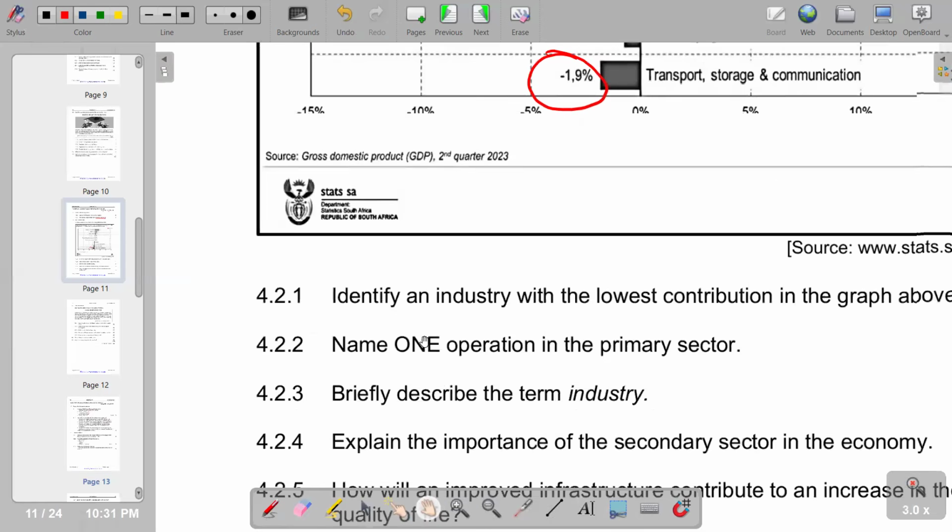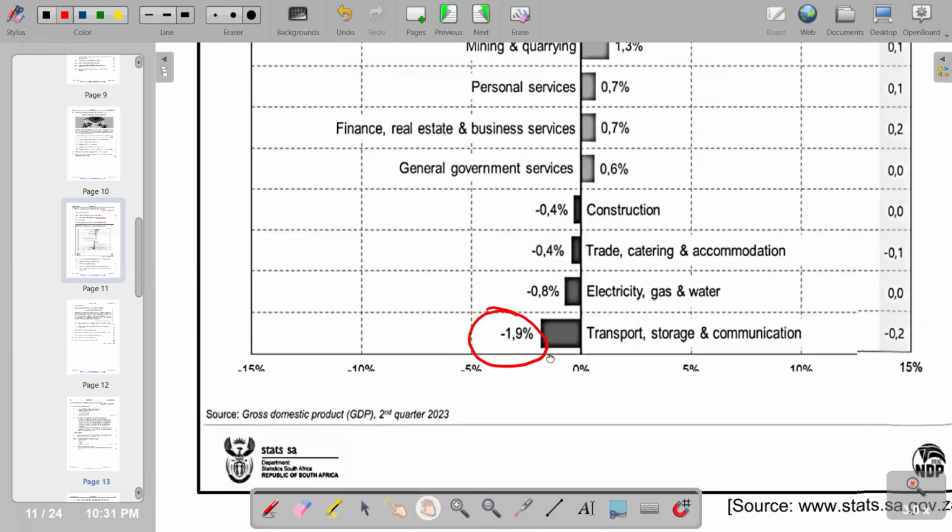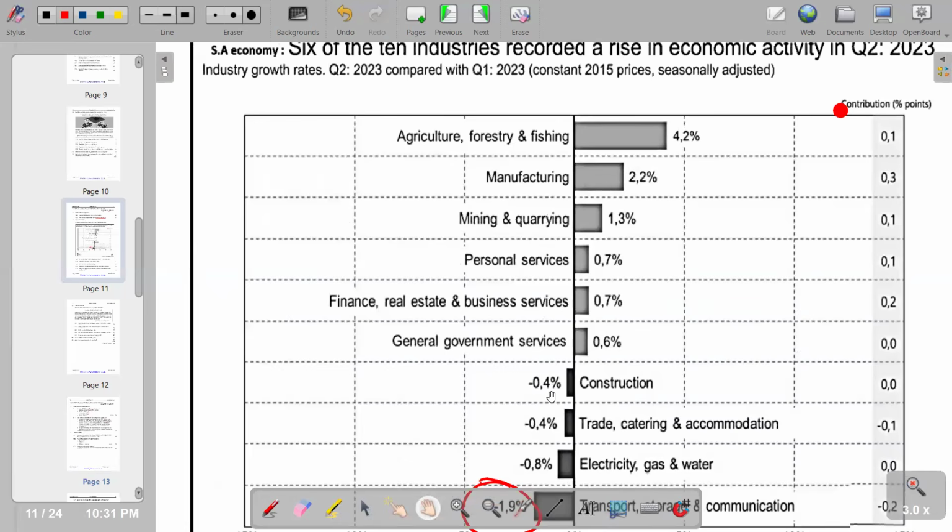The next question: name one operation in the primary sector. One operation in the primary sector. Obviously, an operation that we can see in the primary sector is agriculture. Forestry is also part of that. Fishing is also part of that. So those are the operations in the primary sector.